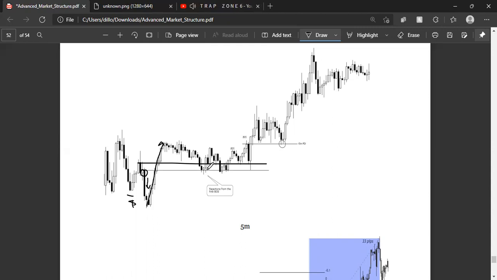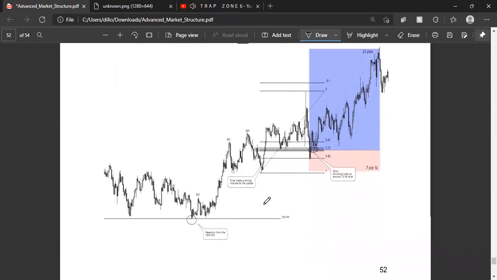But regardless, we're not entering here or here or here anyway. We're waiting for a break of structure. This rejection didn't give us that, this rejection didn't give us that, but this one does. So we'll be looking back in our demand zones, our demand levels, for a lower time frame break of structure. So we're on the 15, and now we drop down to the 5.